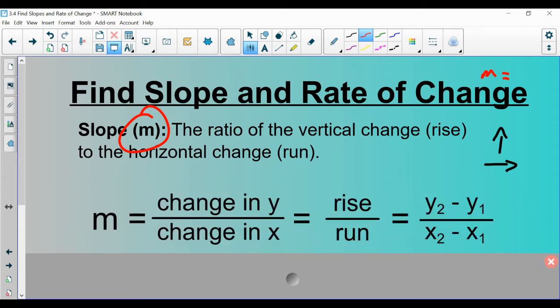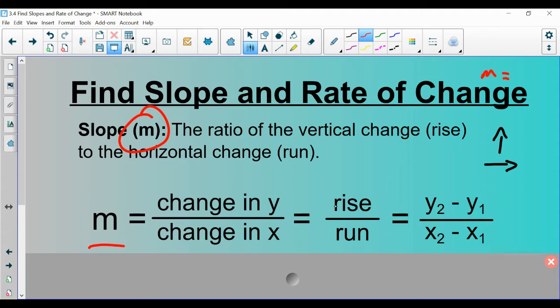We've got a couple different ways that we can refer to slope. Remember, M. You're going to hear it referred to as the change in y over the change in x. Why is it referred to as change in y over change in x? Well, remember, y is the vertical change. How much is it moving up and down? And x is the horizontal change. How much does it move side to side?